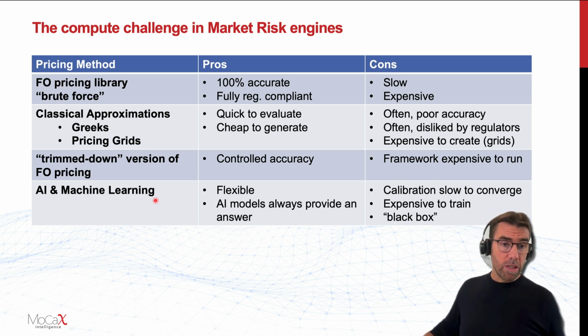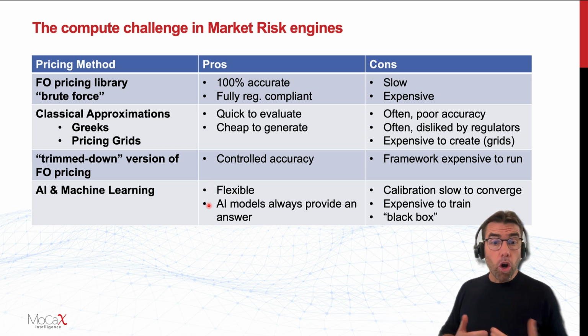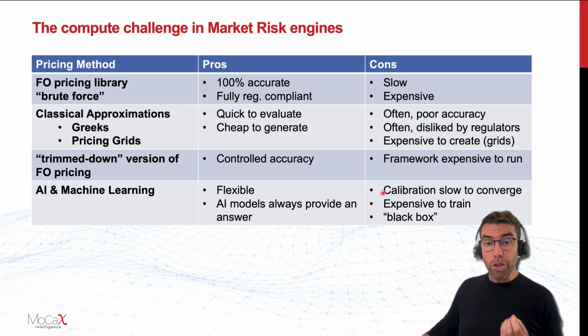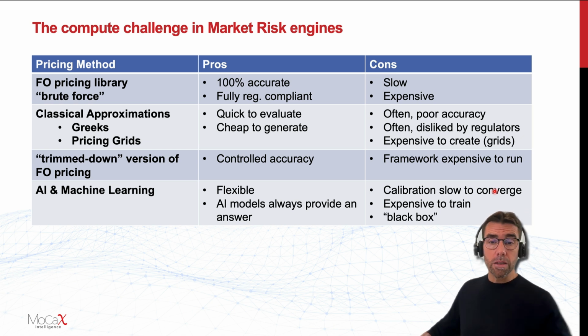Finally, we can think of some classical machine learning methods. The good thing of classical machine learning methods is that they are very flexible, and also an AI model always provides an answer. Of course, the challenge is that the calibration to a good level of accuracy is very slow to converge, meaning that you need lots of points in order to get to the final result that is good enough for the P&L attribution test.